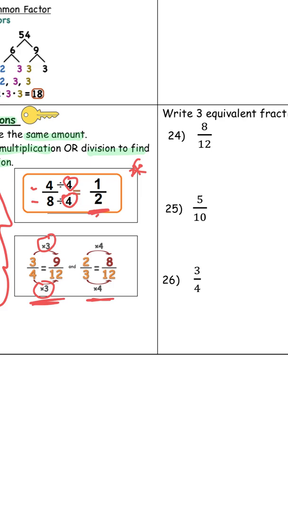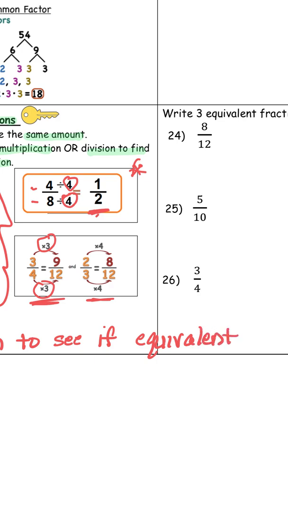Now, one thing I want to bring to your attention. How do you check? This is how you check. You should be writing this in your workbook. How do you check to see if something is equivalent? Write this down. You can check the cross products.